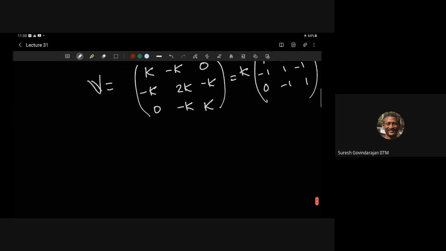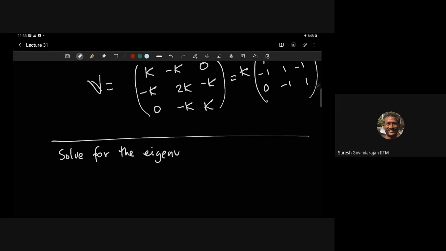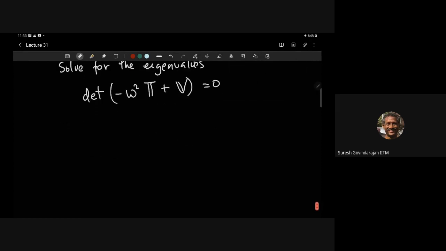So now we need to solve for the eigenvalues. So first solve for the eigenvalues, which is minus omega square T plus V, that is 0. Okay, so let's do that. We need to do this. So the T is diagonal, right?